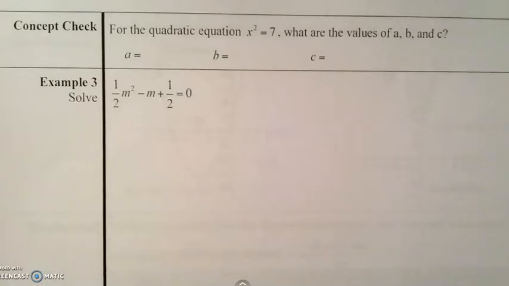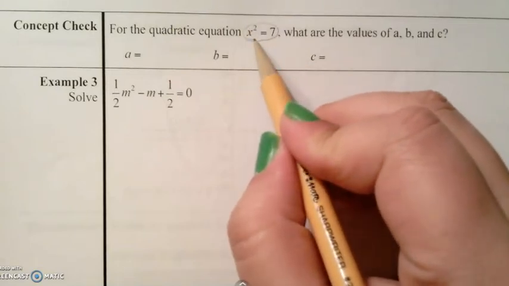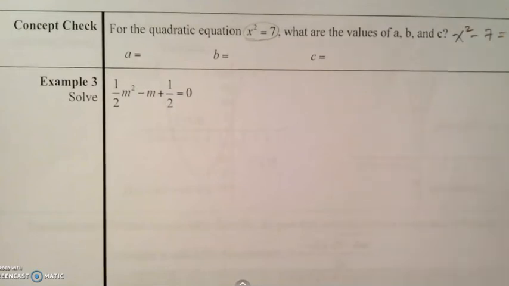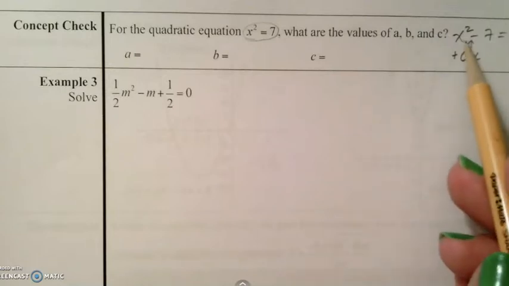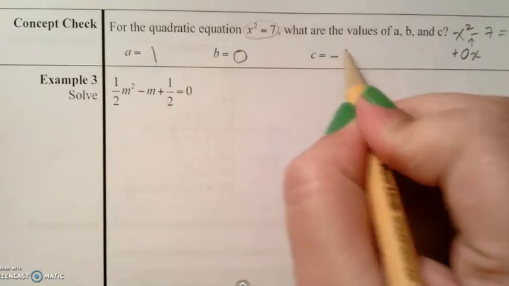Okay, if you finish to try this, think about this concept check. We want to find our values of A, B, and C, and just like in the last example, we have to do something first. In order to find our values of A, B, and C, we need this to be in standard form. So we need to subtract 7 from both sides. So we have x squared minus 7 equals 0. But notice here we have a missing term. So we can add the placeholder 0x. And what that does is it lets us see where our A, B, and C values are. So our A value here should be 1, B is 0, and C is negative 7.